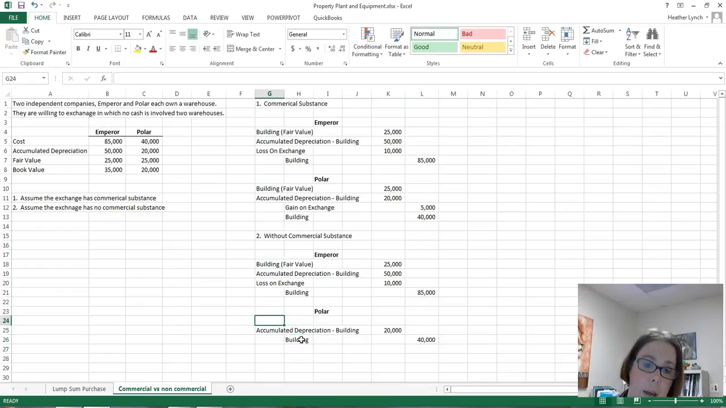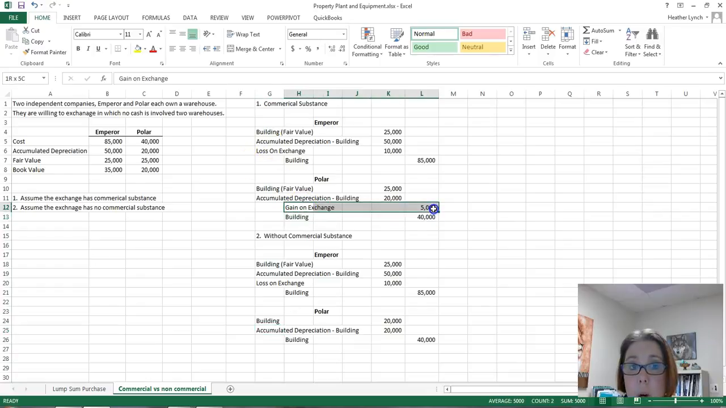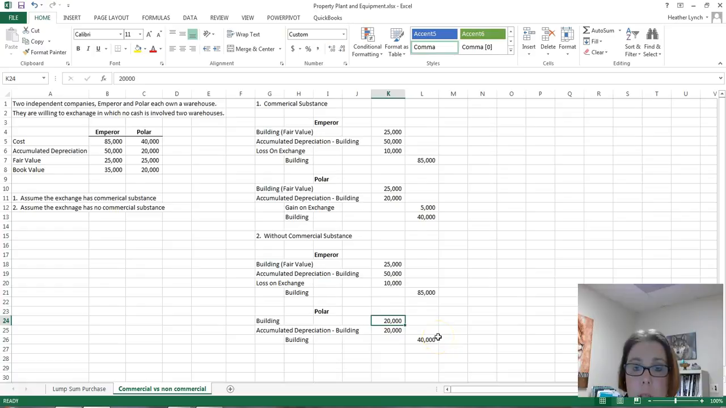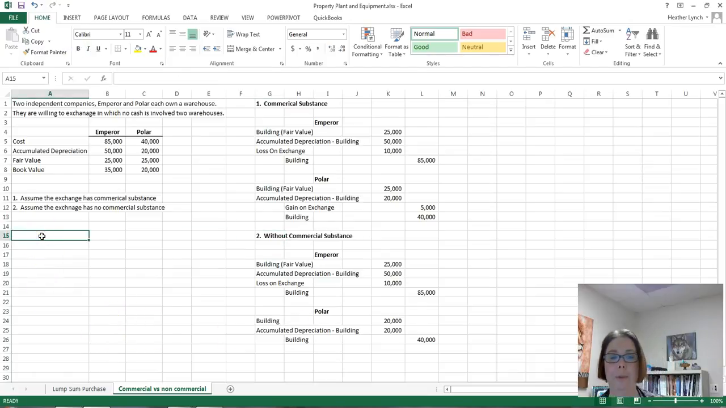But what we do here, since we cannot report a gain when it's without commercial substance, we record the building at $20,000, so that $5,000 gain that we reported with commercial substance, without, we reduce the building by the difference. Okay, so that, in a real simple nutshell, goes over how to report something with commercial substance and how to record the entry without commercial substance. Thank you so very much.